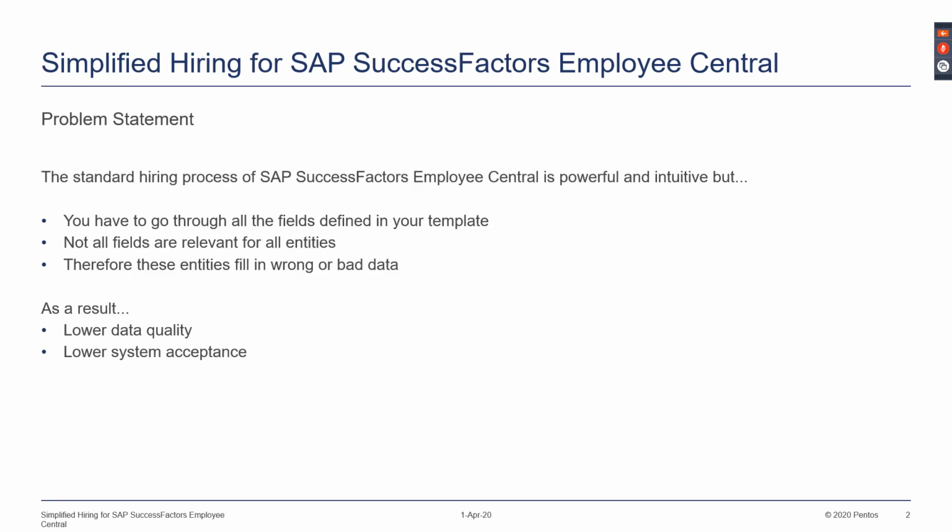In Employee Central, you have the standard hiring process or standard hiring screen. It is very powerful and also very intuitive, but well, you have to go through all the fields which you defined in the template. And not all of those fields are also relevant for all of your entities. Therefore, these entities may be filled in wrongly or with dummy data. And as a result, you have a lower data quality and also a lower system acceptance.